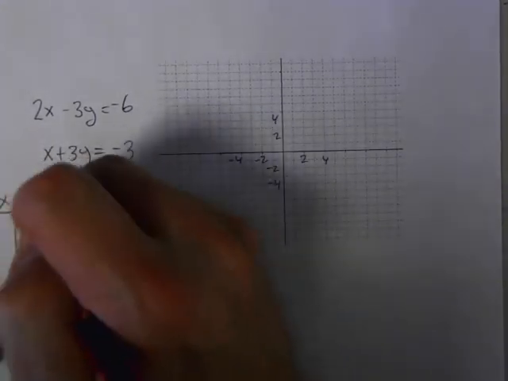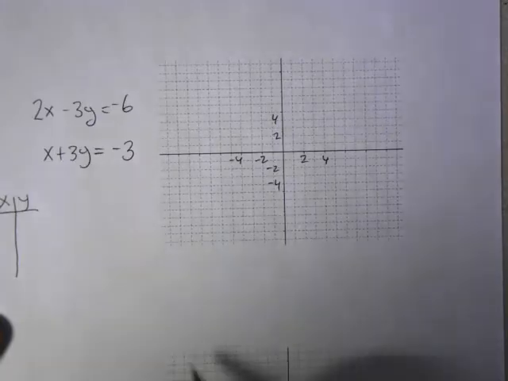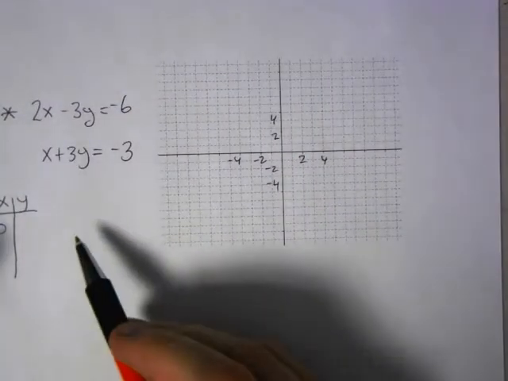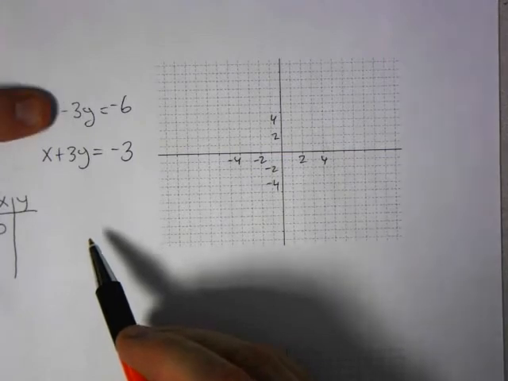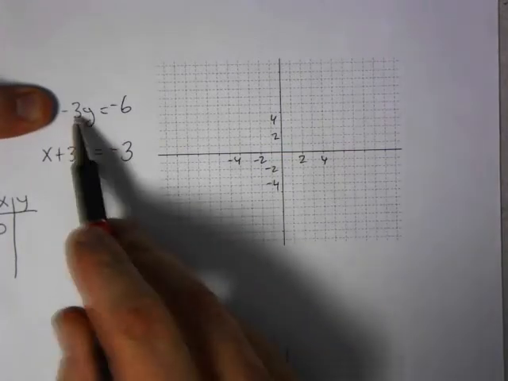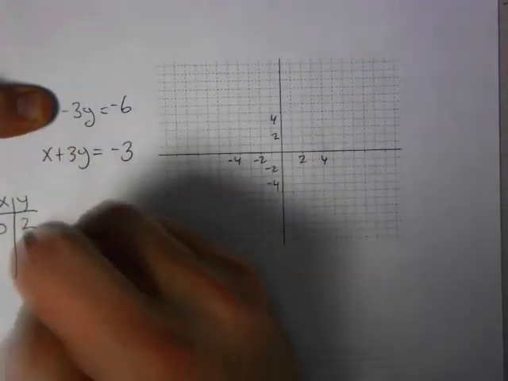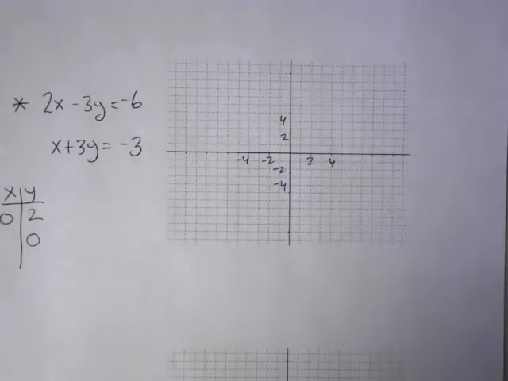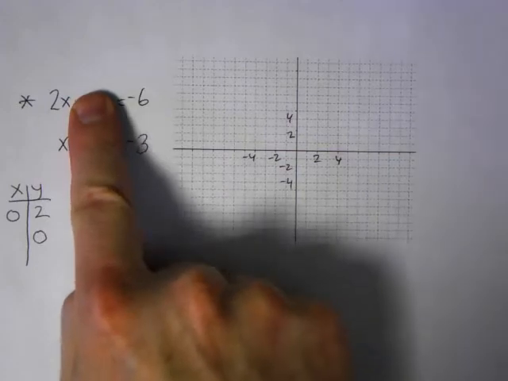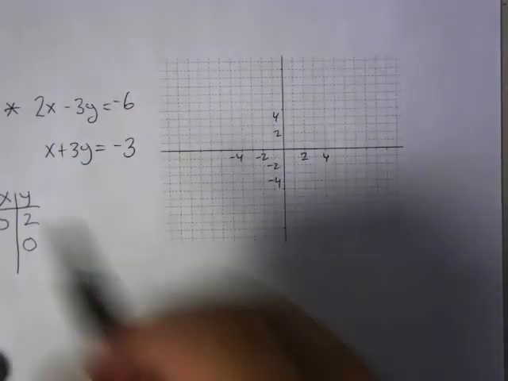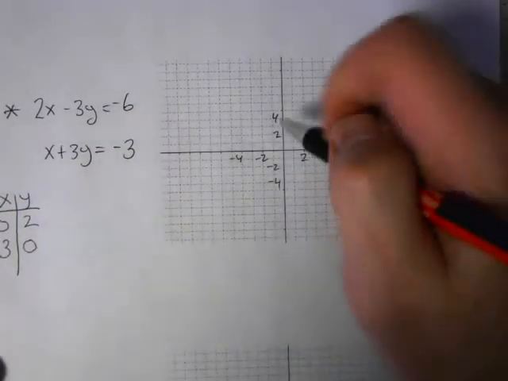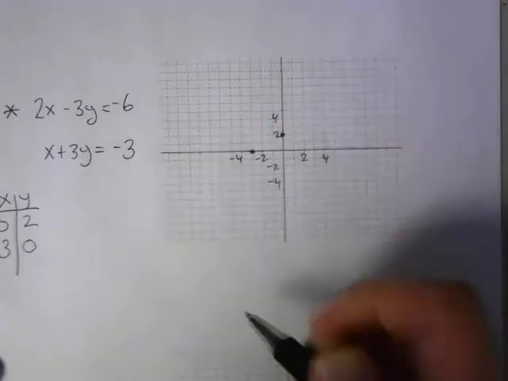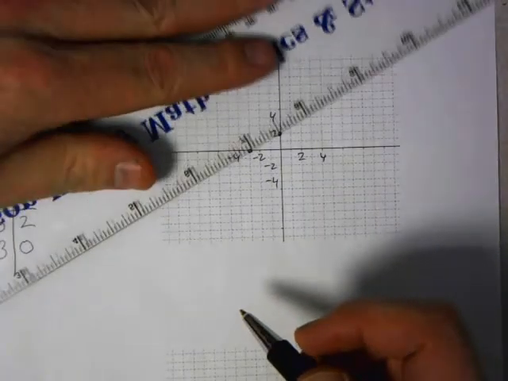When y is not all by itself, I like to find the intercepts. So I'm going to plug 0 in for x, and this is in the first equation here. If I plug 0 in for x, that part's going to be 0. So I divide by negative 3, and I see y is 2. And then conversely, I'm going to flip it. I'm going to plug 0 in for y. If I plug 0 in for y, I have 2x equals negative 6. So x is negative 3. So I'm going to go ahead and draw that line. And connect my dots.